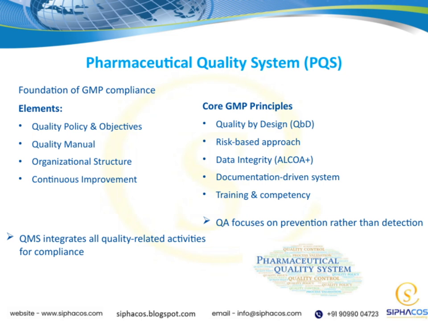Shifting gears, QA, or quality assurance, focuses more on prevention rather than detection. By strengthening our processes and controls up front, we reduce the likelihood of issues occurring in the first place.